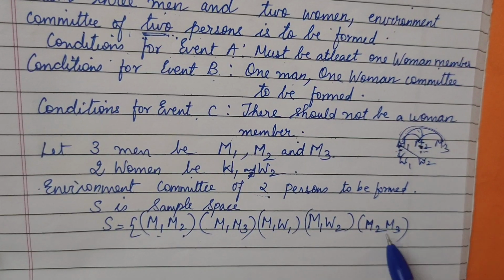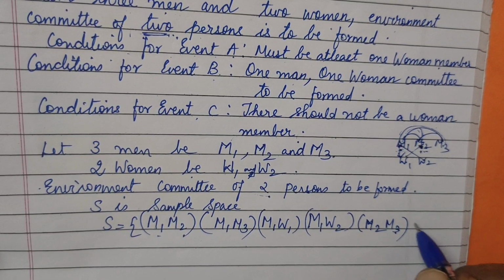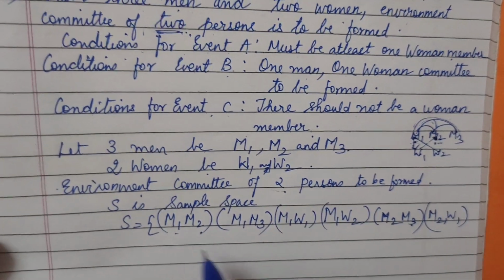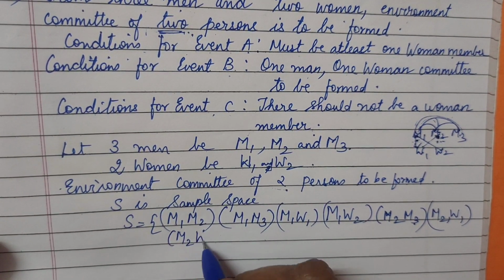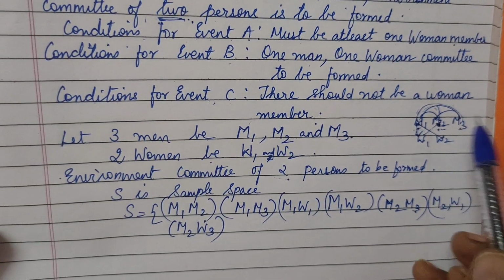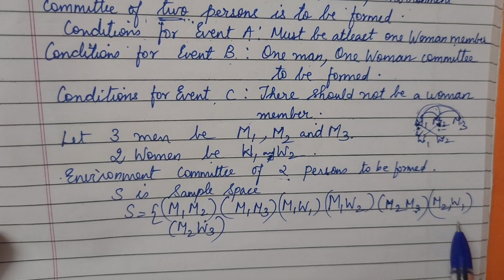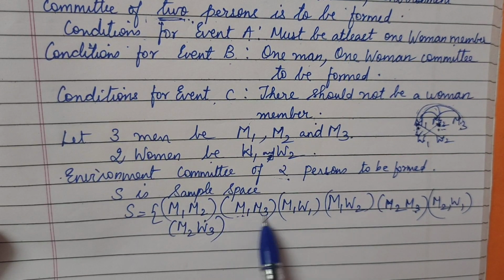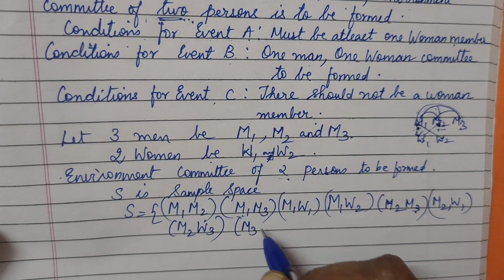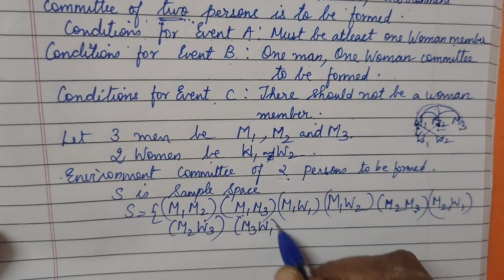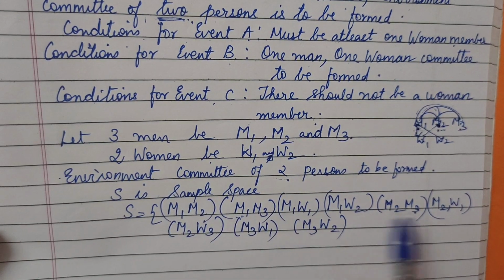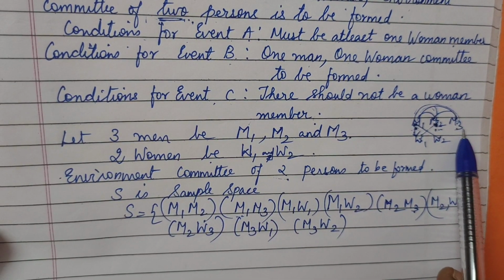Now M2 M3 we have taken. Now M2 W1 and M2 W2. Done. Now we are done with this one. Now we will come to M3. Again M3 and M1 will not come, because it is already formed. So M3 W1 and M3 W2. Yes, now think my dear, we have completed all of M3.